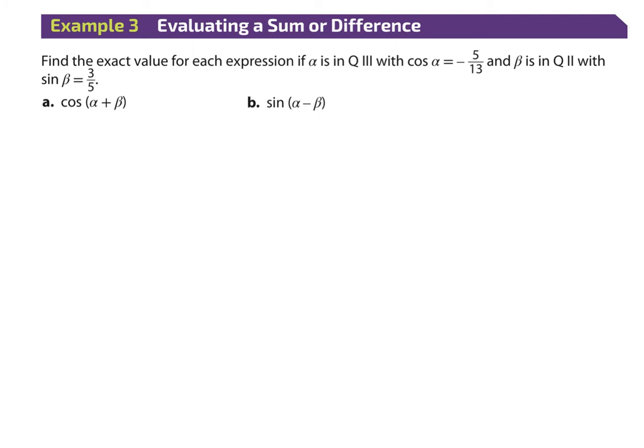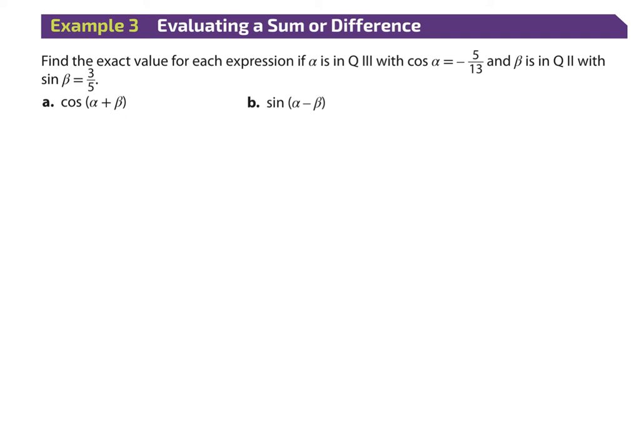All right, so it says find the exact value for each expression if alpha is in quadrant 3 with a cosine of alpha equaling negative 5/13, and beta is in quadrant 2 with the sine of beta equaling 3/5. They want the cosine of alpha plus beta and the sine of alpha minus beta. All right, so we do not know the angles. All we know is one trig function for each of these.